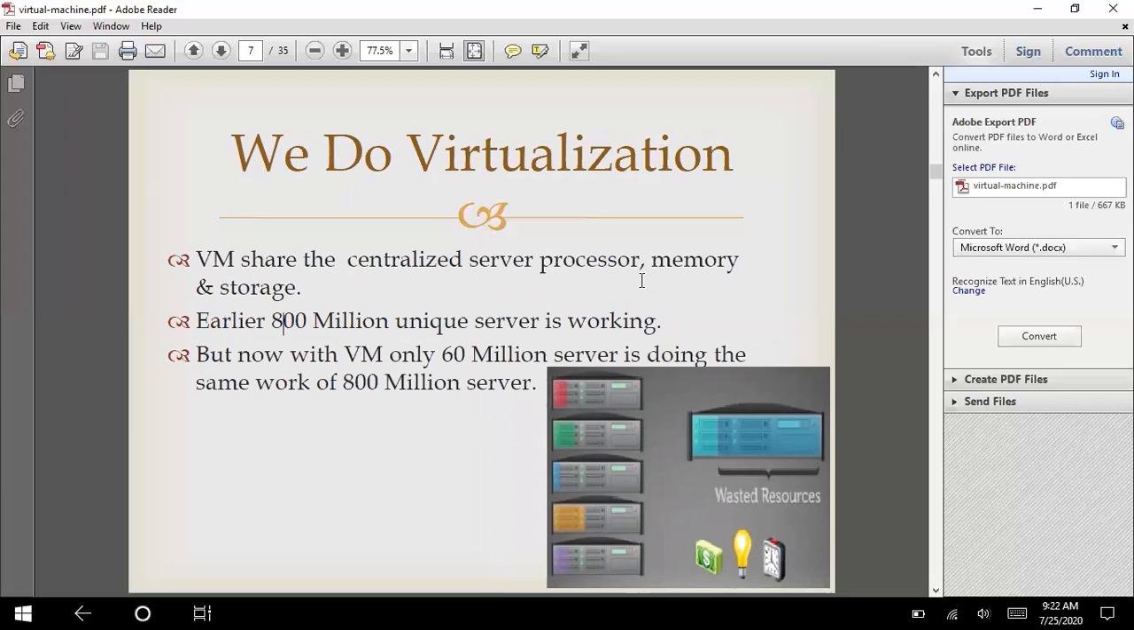Now just think about any organization. In any organization, the employees might need to discreetly save their information. That's why virtualization is very important. The virtual machine shares the centralized server's processor, memory, and storage. Earlier, 800 million unique servers were working, but now with virtual machines, only 60 million servers are doing the same work of 800 million servers.